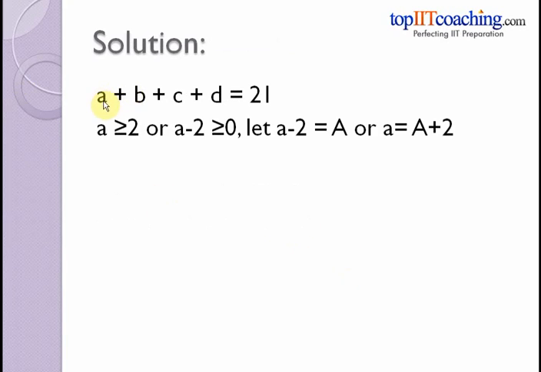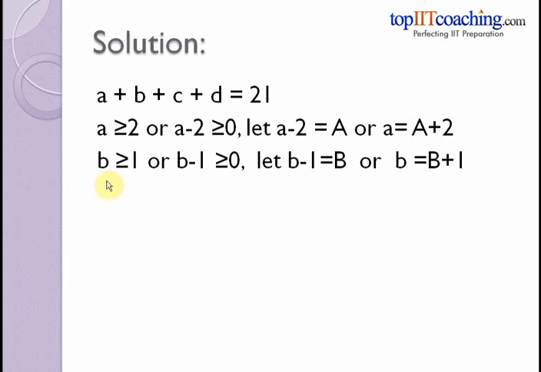The given equation is A plus B plus C plus D is equal to 21, and the constraint on A is greater or equal to 2. So it means that A minus 2 has to be greater or equal to 0. Let us say that A minus 2 is equal to capital A, or small a is equal to capital A plus 2. Similarly, b is greater or equal to 1, or b minus 1 is greater or equal to 0. And let us say that b minus 1 is equal to capital B, or small b is equal to capital B plus 1.